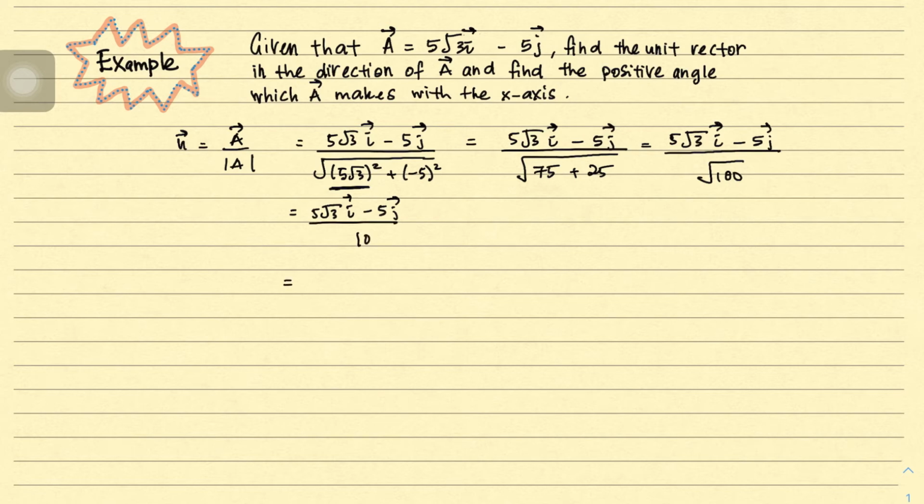So you will have the unit vector as 5 square root 3 over 10 i minus 5 over 10 j. Okay, and 5 over 10 can be simplified to be 1 over 2. So the final answer will be square root of 3 over 2 i, because this one and this one can be simplified. Okay, minus this one and this one will become 1 over 2 j. So this one is the unit vector.